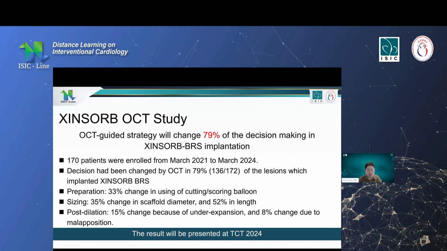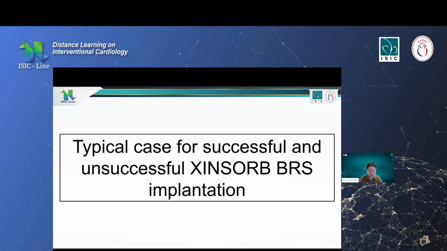For preparation, 33% change in using a cutting balloon or scoring balloon. And for sizing, 35% change in scaffold diameter and 42% change in length. For post-dilation, 15% change because of under-expansion and 8% change due to malposition. And this result will be presented at TCT 2024. At last, I would like to share some typical cases for successful and unsuccessful Thin-Sob BIS implantation.